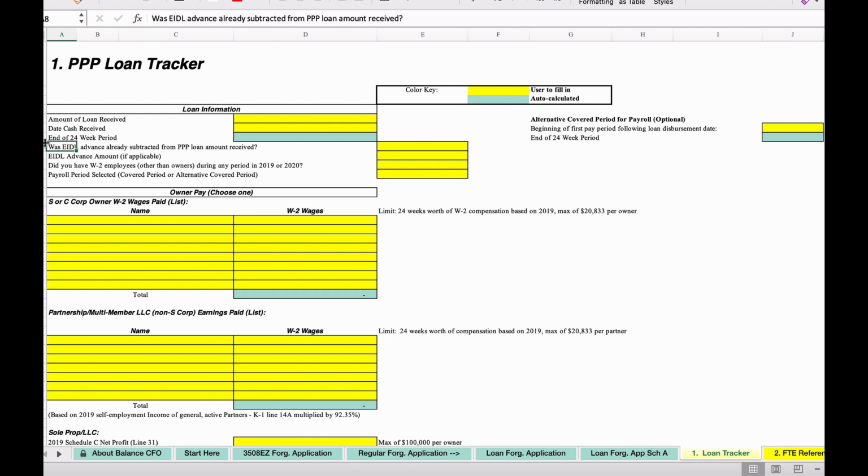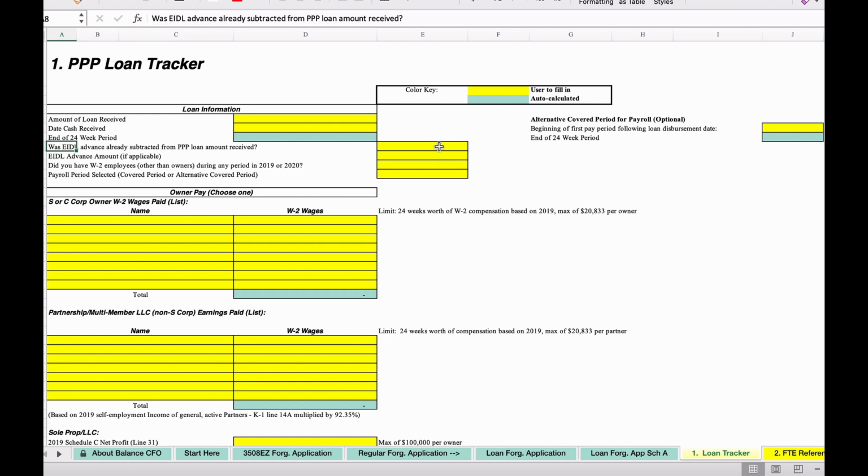Okay, so continuing on down, it's also going to ask you, was your EIDL advance already subtracted from your PPP loan amount received? That might sound confusing, but what that really is to say, if you got an EIDL advance grant, not the loan, this is the actual advance or grant, the $1,000 per employee. If you received that money, it is going to need to be subtracted off of your PPP somehow. So in some cases, if you got that advance before you got PPP, it would have already been subtracted off of the amount of loan you would get, okay? So in that case, you would say, yes, it was already subtracted from it because we want to make sure we don't double count. But for most people, it was not subtracted.